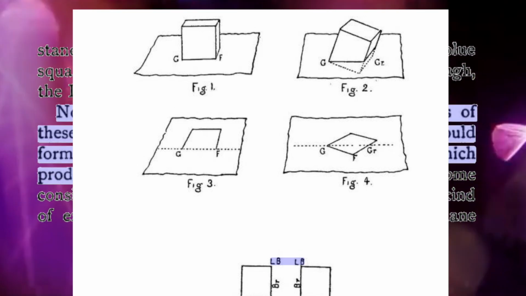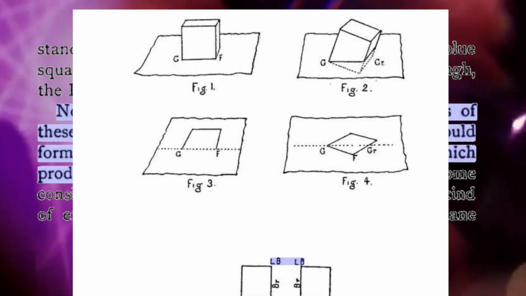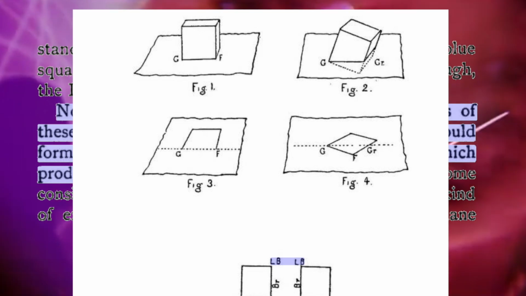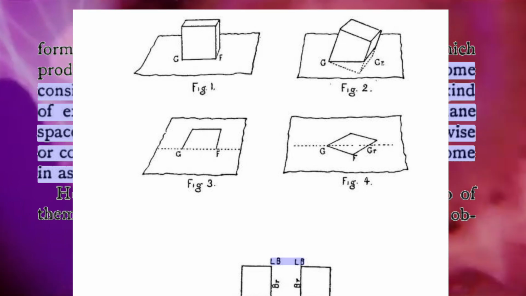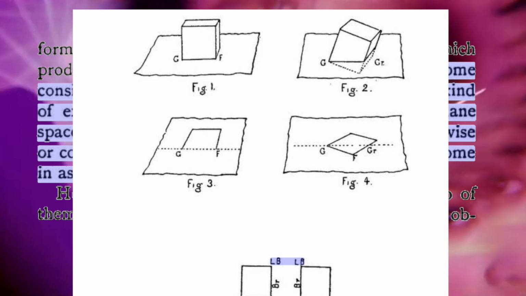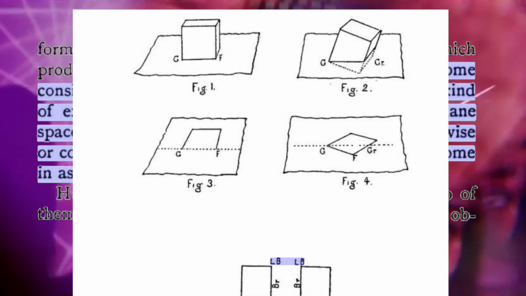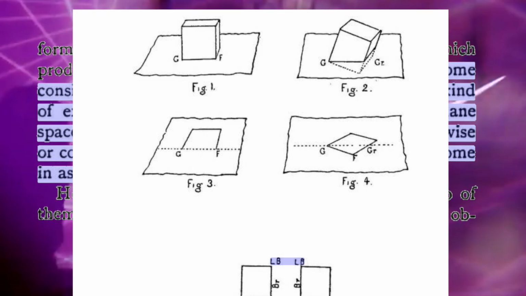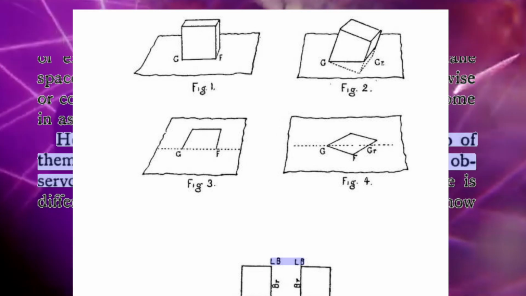Now, if the plane being made a set of models of these different appearances and studied them, he could form some rational idea of the higher solid which produced them. He would become able to give some consistent account of the properties of this new kind of existence. He could say what came into his plane space, if the other space penetrated the plane edgewise or cornerwise, and could describe all that would come in as it turned about in any way. He would have 6 models.